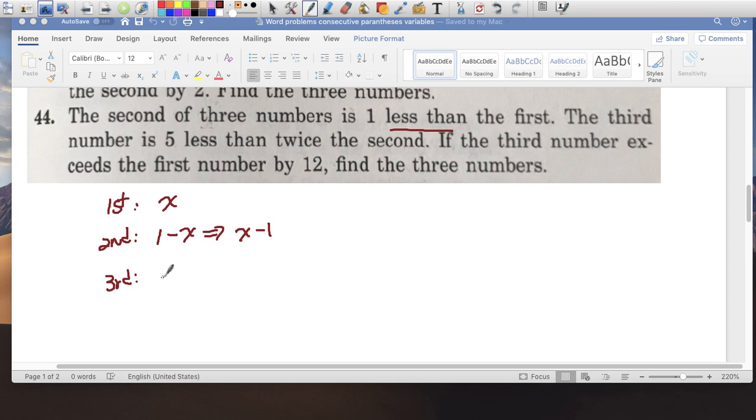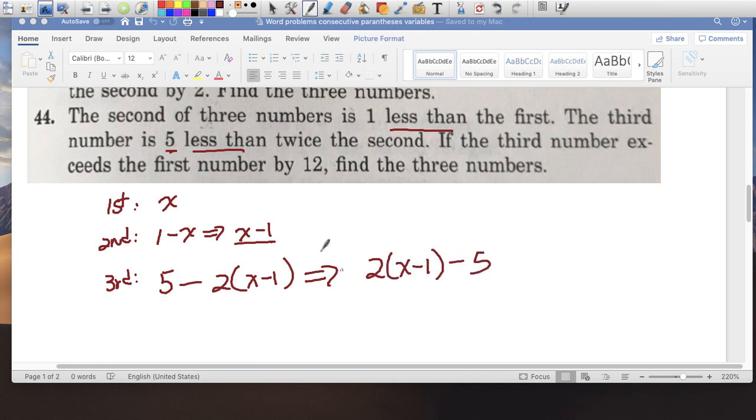And the third number is 5 less than twice the second. Here's my 5. Less than means subtraction, and twice the second number. What's the second number? x minus 1. Now, because this is less than, this is also going to change, and this is going to become 2 times x minus 1, minus 5. So these are my three numbers. I'm going to leave it like that for now. Actually, I'm not. I'm going to do this really properly and simplify this a little bit.